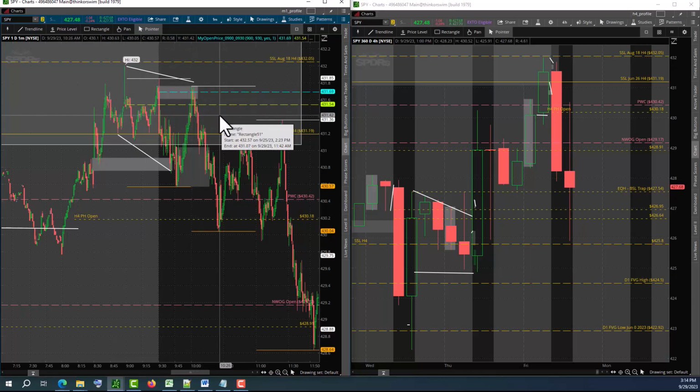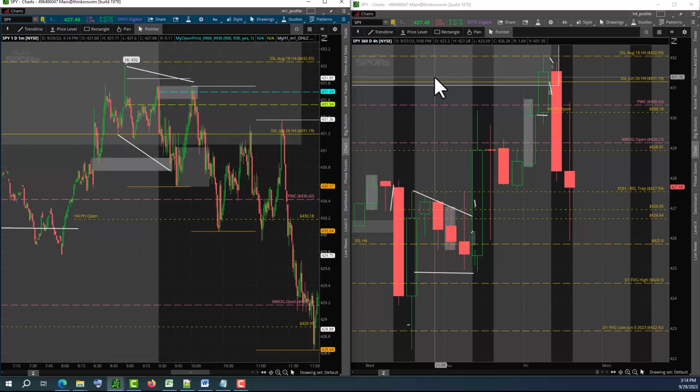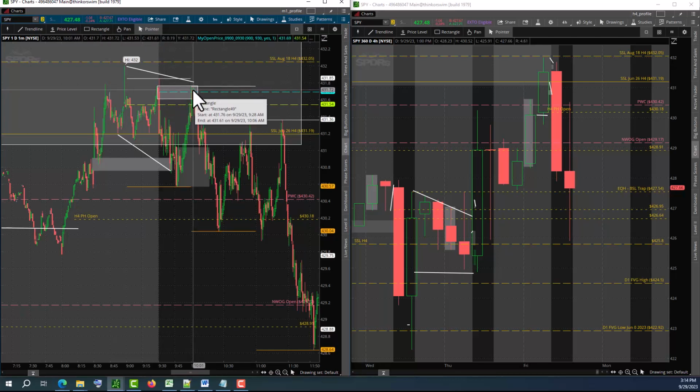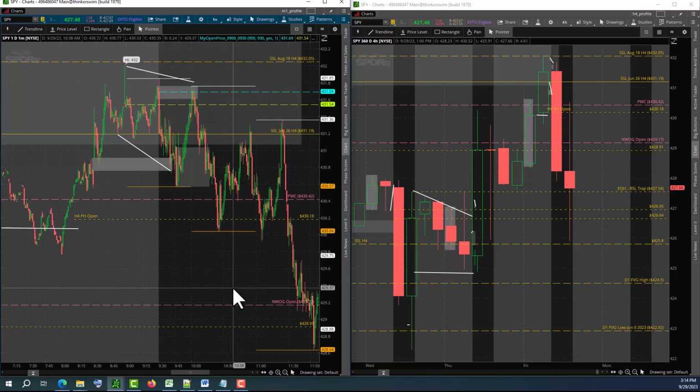It makes a high right there, which is around this area. High right there, and another lower high, and it goes down. So what are we going to say right here?